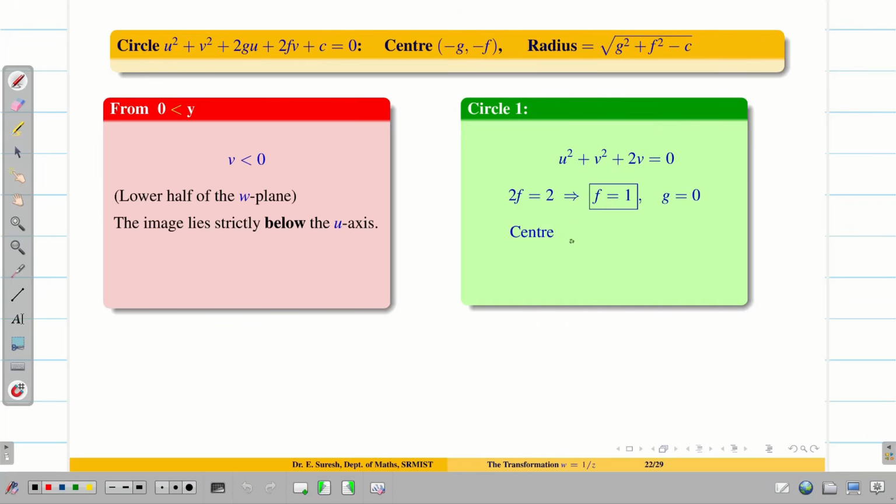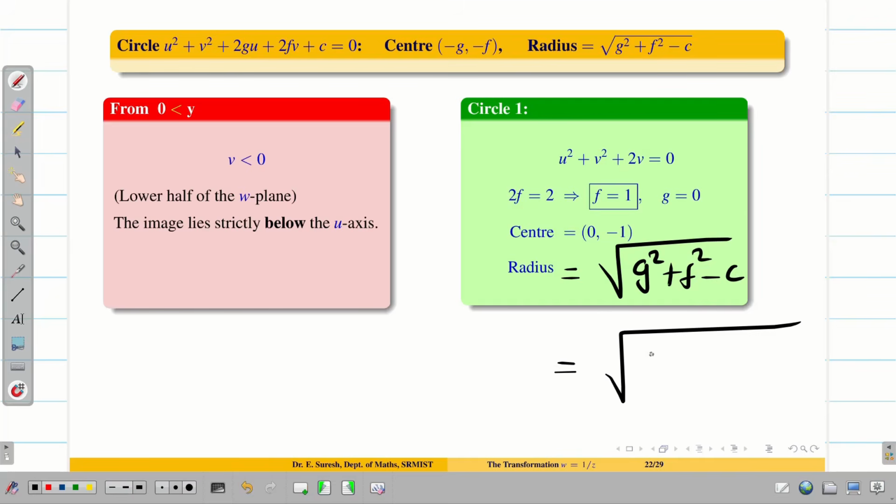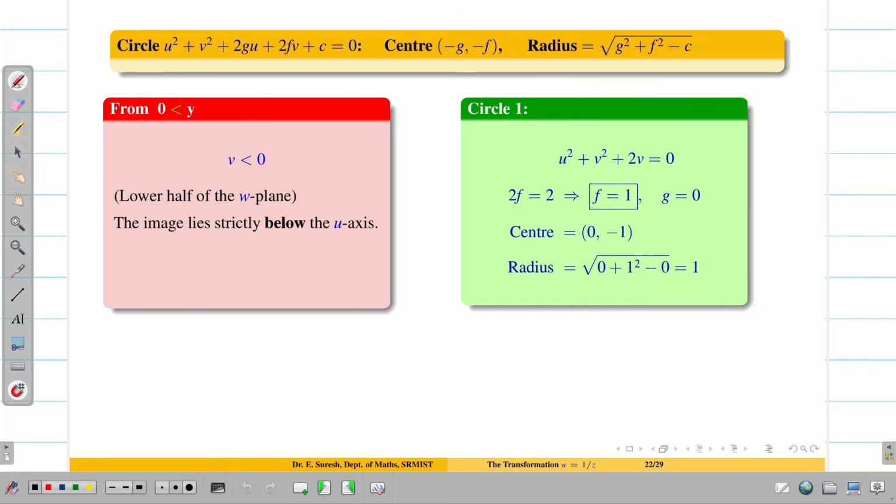Therefore, the center is going to be minus g comma minus f. Just now we found g is 0 and f is 1. So minus f is minus 1. Therefore, the center of the circle lies at 0 comma minus 1. And next, the radius of this circle. The radius is root of g square plus f square minus c. So my g is 0, f is 1 and c is 0. So you get root 1, that is simply 1. Therefore the radius is 1.